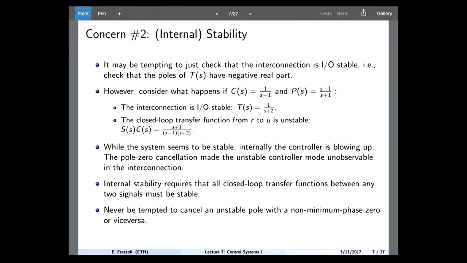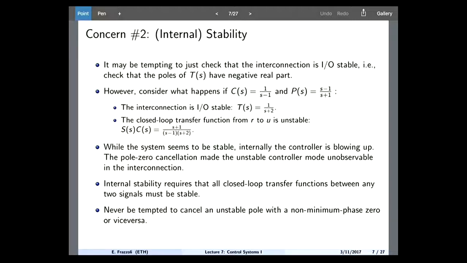However, if you compute the transfer function from R to U, it's the product of these two transfer functions, and what you see is that you have one unstable pole. Okay? What is happening in this case? At your output, everything seems okay. However, your controller is melting down, right? It's kind of going to infinity or something like that, okay? That's something that you do not see at the output, so you think you're okay, but you're not okay.